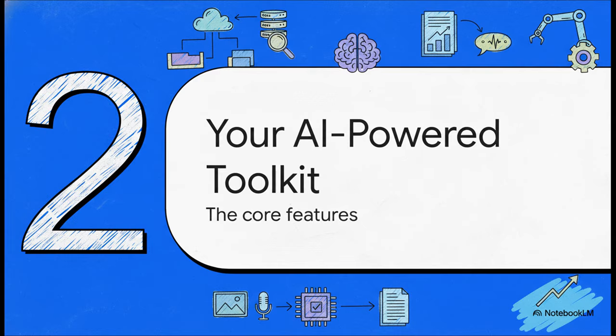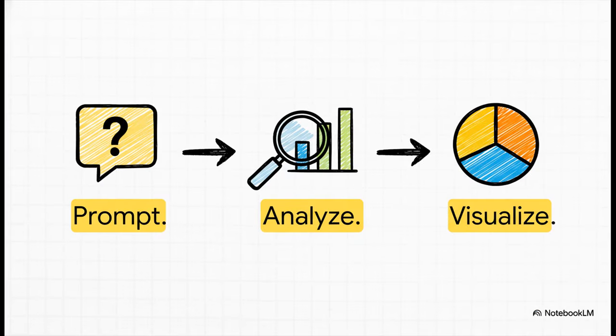Okay, so we've got the what. Now let's get into the how. We're diving into the toolkit itself to see the features you'll actually be using day in and day out. Dr. Grant boils the whole workflow down to these three simple, powerful words. It's this incredibly effective loop. You prompt the AI with a clear request, it analyzes whatever data you give it, and then it helps you visualize or structure the output. That's it. That's the basic rhythm of getting work done in the studio.